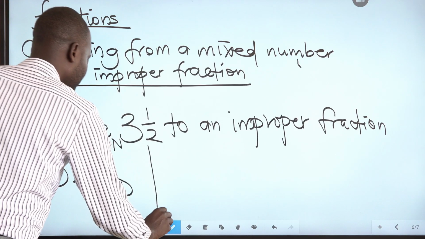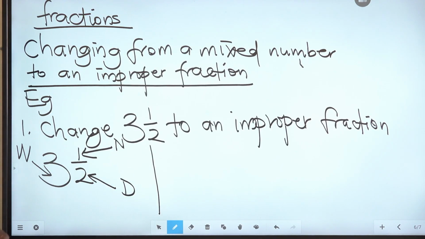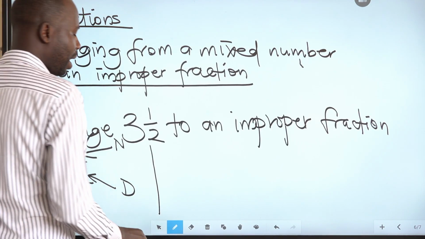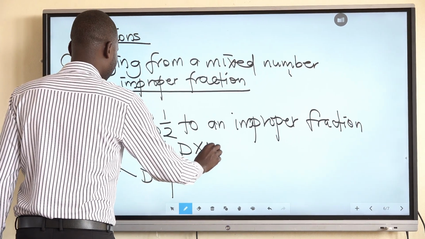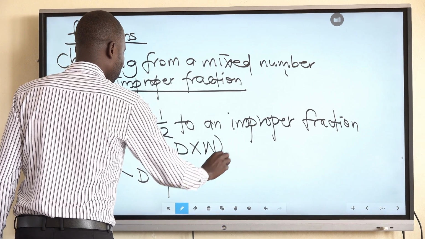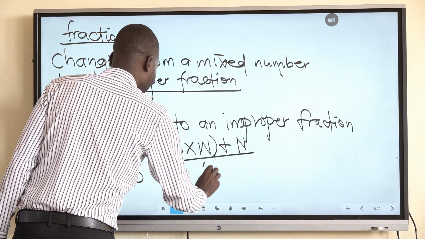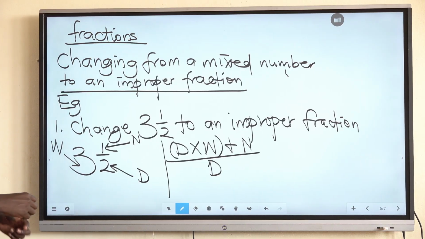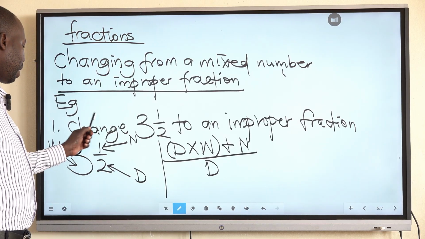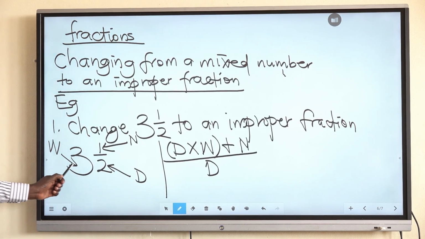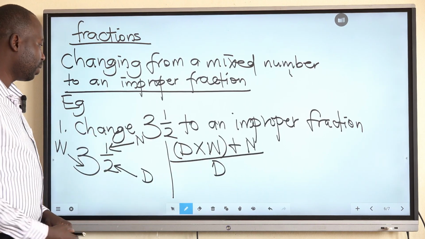So in this particular number, we have a formula that we use to change this fraction to an improper fraction. The formula is denominator multiplied by the whole number plus the numerator, and you divide everything by the denominator. I'm going to repeat that again. The denominator, for this case which is 2, will be multiplied by the whole number, which is 3. Then we add 1, which is our numerator. Let's go to the next slide here.